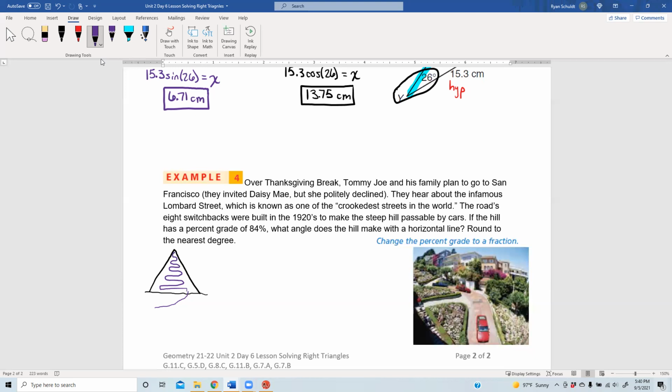So when they say a percent grade of 84%, they give you a hint here that says change percent grade to a fraction. This really is the slope. So what is slope? Slope is rise over run. So 84% as a fraction is 84 over 100. So this is the rise over the run. For every 84 feet we go up, we go 100 feet over.